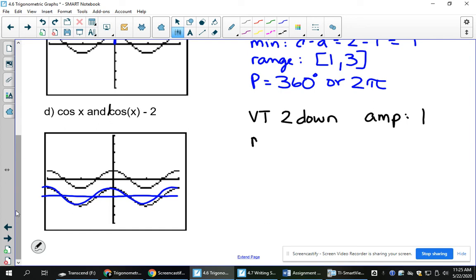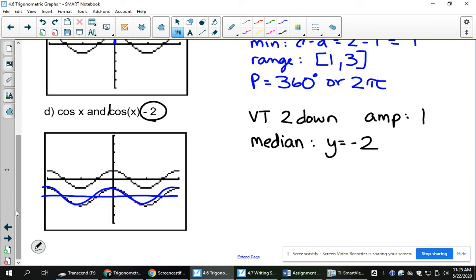Then I'm going to say my median is my D value. And you'll notice I'm always writing my median as an equation. It's the line y equals -2. It's not just a floating -2.